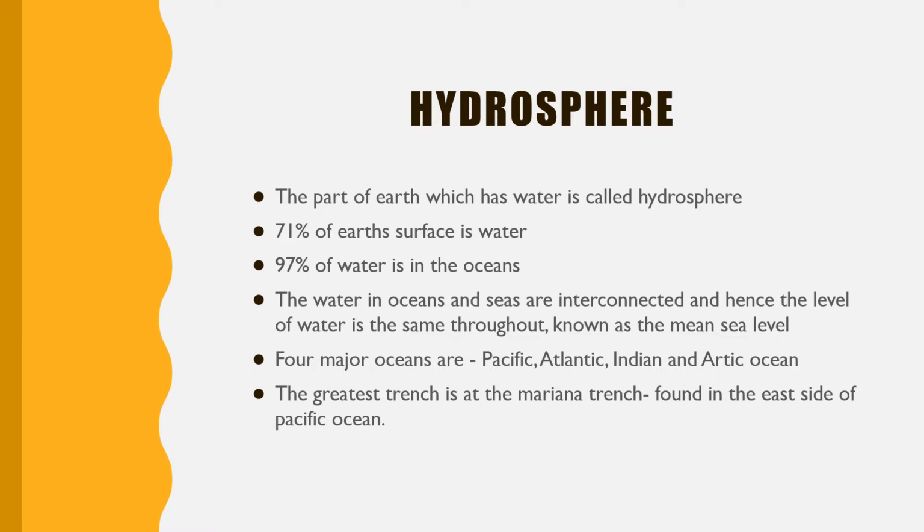There are four major oceans. They are the Pacific, Atlantic, Indian and Arctic. The Great Trench. A trench is a very deep depression in the ocean. The greatest trench is the Marianas Trench, found on the eastern side of the Pacific Ocean.